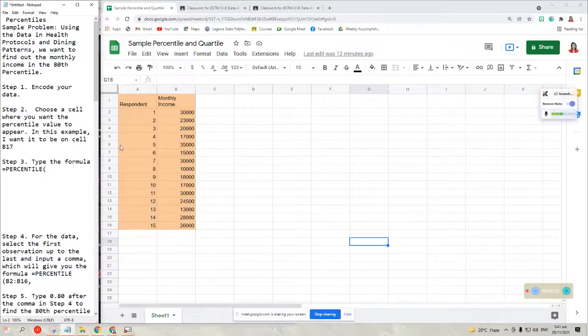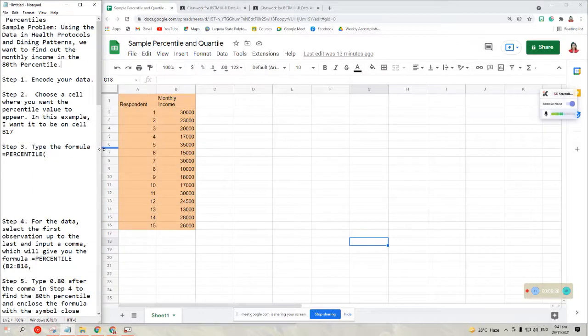Can you see the notepad together with the spreadsheet?